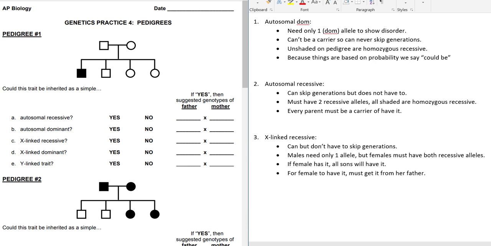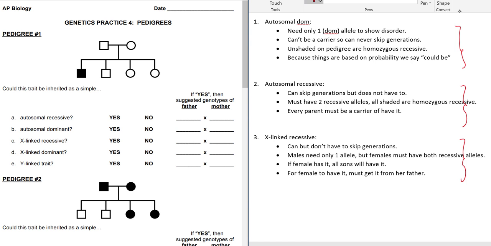And so if we look at the first pedigree, in order to solve these you really need to have a firm grasp of the notes and information here for each different scenario, in order to ask yourself the right questions when you get to a particular pedigree.